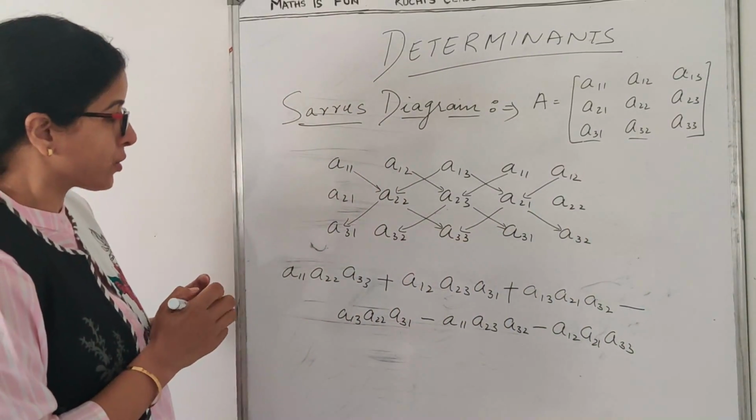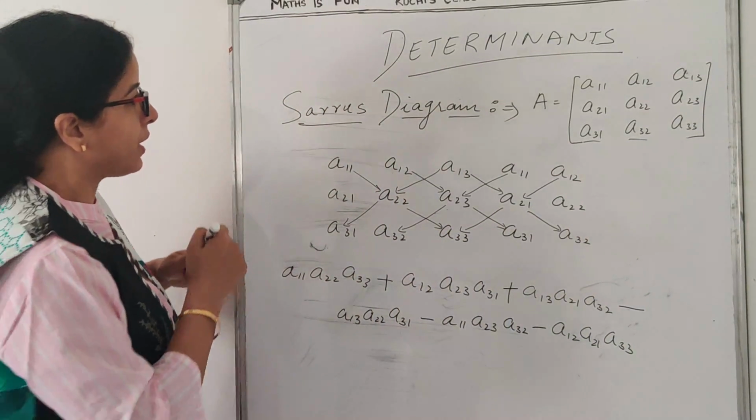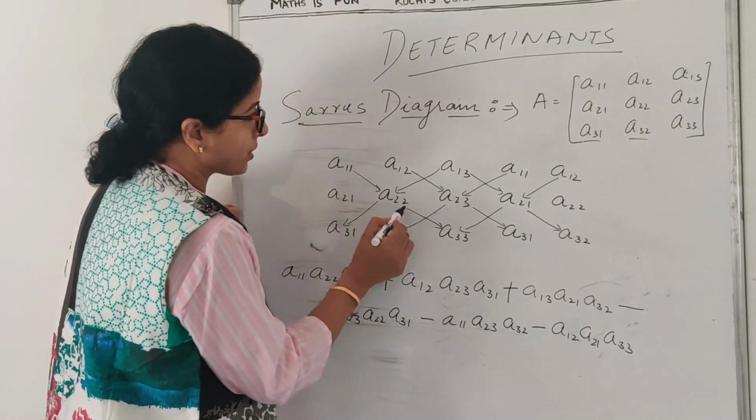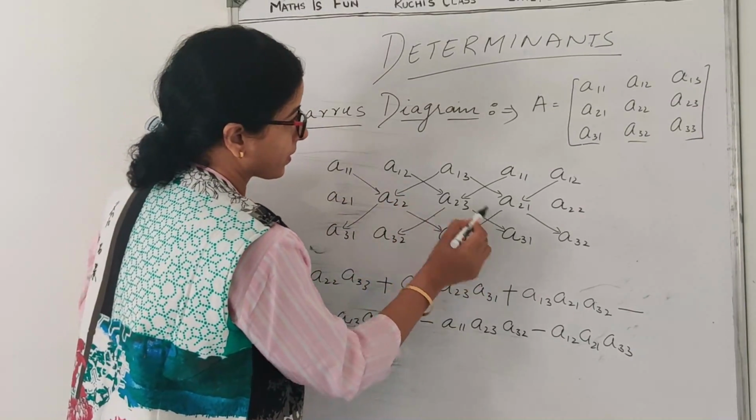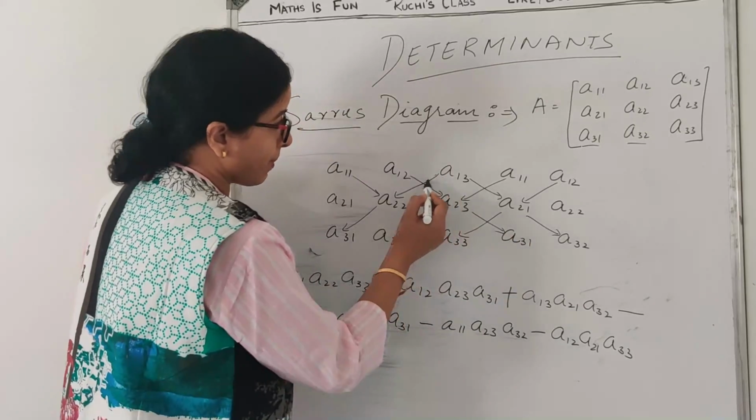Clear? So how have we done? We have first marked the arrows. Then back arrows.